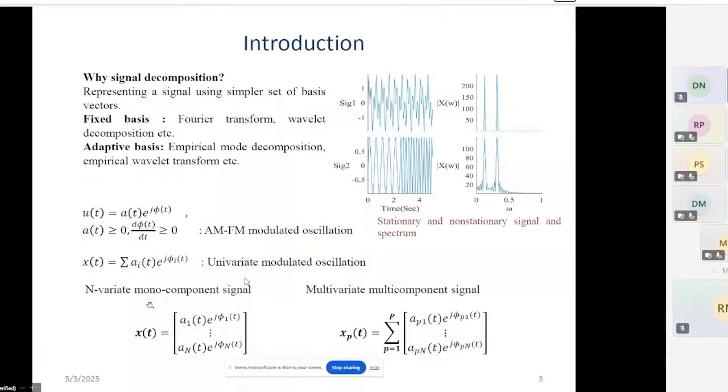So this is multi-channel data where each channel is narrowband, and this is a more general form of multi-channel data, that is, multivariate multi-component signal. So each channel is now wideband and non-stationary signal. That is, each channel is multi-component and wideband. So this is a model that is very useful for us in this talk.